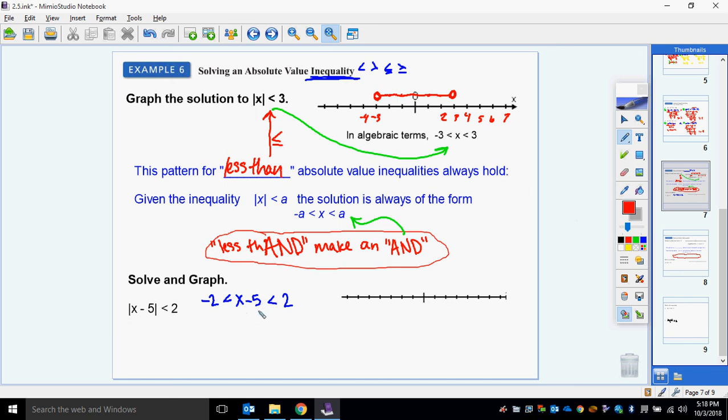So we worked on solving these last section, so I need to add 5, but I'm going to add it in all 3 places so that I'm left with x is less than 7, but x is greater than 3. That's something that I can come over here and graph. Let's make this 5, 6, 7, 4, 3, 2. So I know I have an open circle at 3, an open circle at 7, and it's an and, and ands go in. Less than 7 but greater than 3 are these numbers right here.